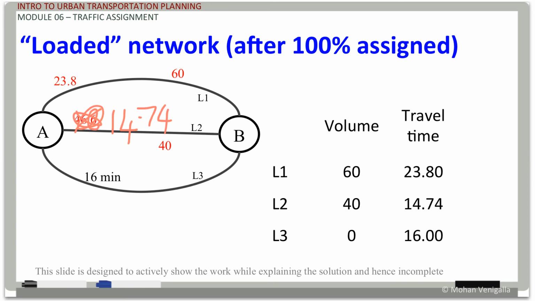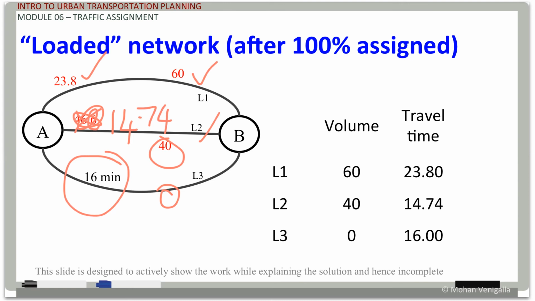So you incrementally assigned 100 trips, and it brought 60 trips onto link 1, 40 trips onto link 2, and 0 trips onto link 3. Link 3 is still maintaining free flow travel time, whereas link 1 went to 23.8. Just by looking at it, you can see how, shall I say, ridiculous it looks.